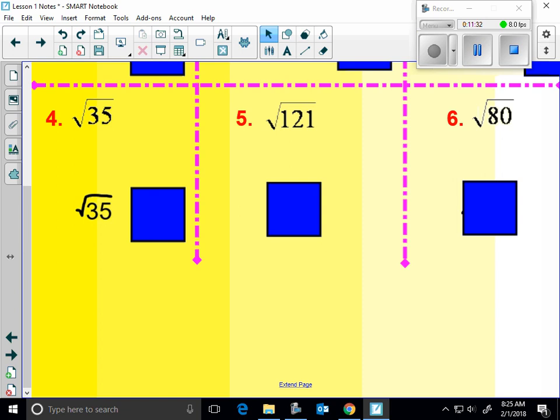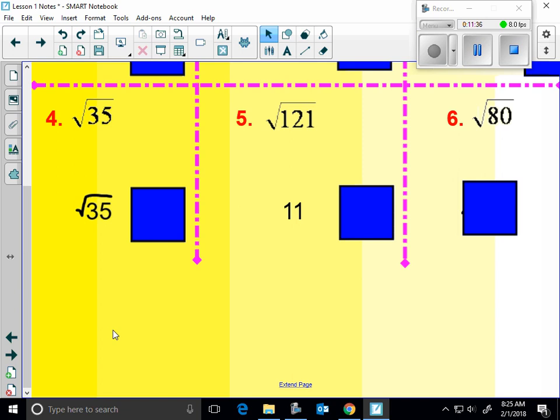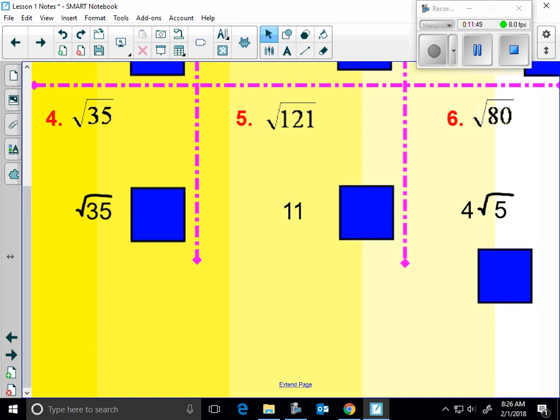How about 121? 11. It's just 11 because it's a perfect square. You don't have to do any multiples or factors, right? Anybody for square root 80? Yes, Kian. 4 root 5. 16 goes into 80 5 times. And so I can reduce that. Way to go, Kian. No ruler for you today.